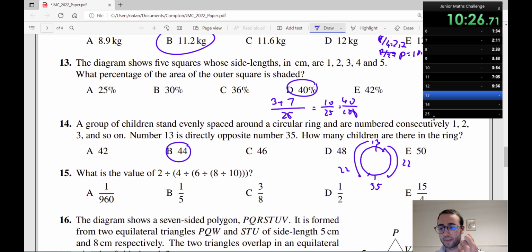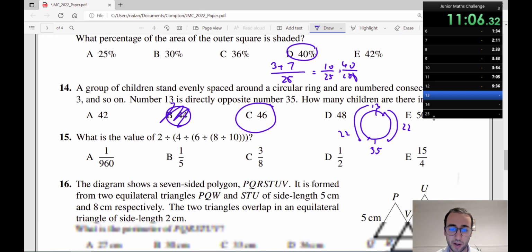I'm just going to do some counting. 13, 14, 15, 16, 17, 18, 19, 20, 21, 22, 23, 24, 25, 26, 27, 28, 29, 30, 31, 32, 33, 34, 35. Add 20. Is it 44, 46? I'm absolutely losing my mind. I've done the right working out. 35 minus 13 is 22. So there's 22 things on each side. I think it's 46. Oh my god, that's gonna come out to bite me.